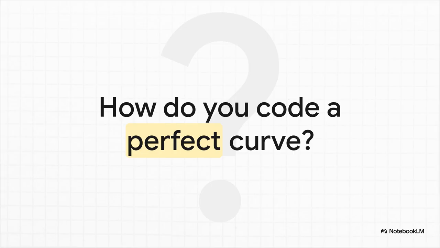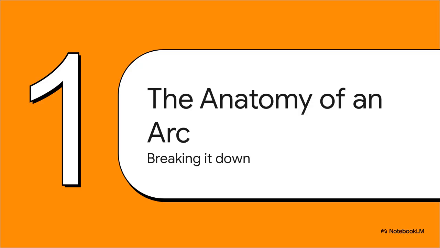So, here's the big question, right? It's something that trips up so many people when they're starting out. You need that smooth, precise curve, maybe a perfect slice of a circle. But how do you actually tell the computer exactly what you want? Well, we're going to solve that right now. First up is the arc. Now, it can look a little complicated, but once you get a peek at its DNA, it's actually super intuitive. We're going to break this thing down piece by piece.